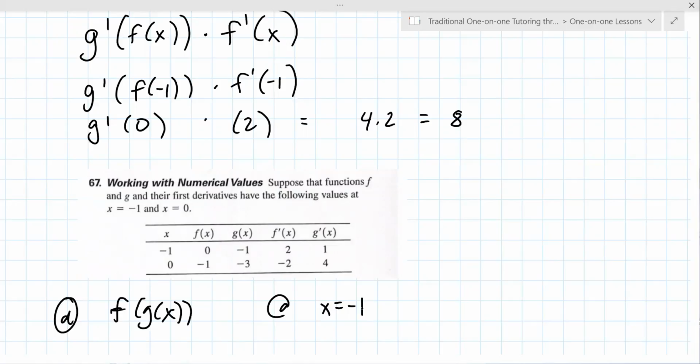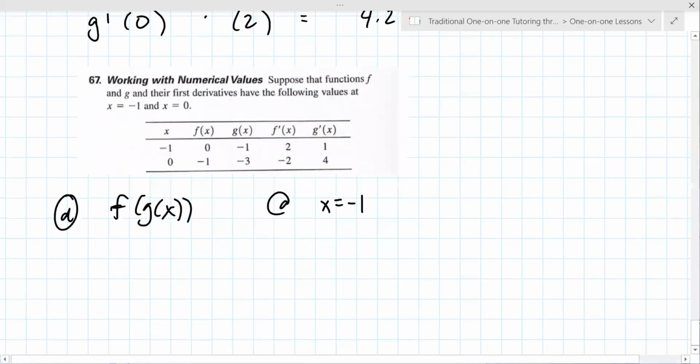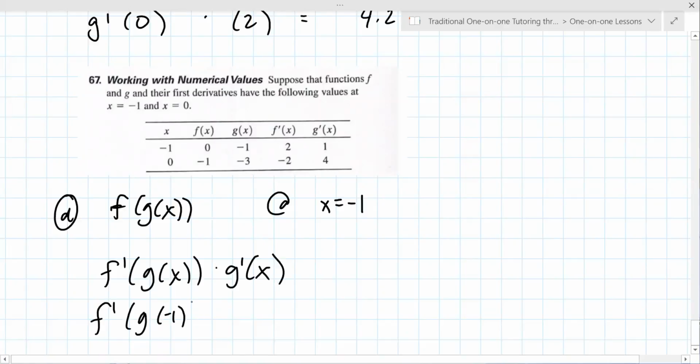All right, how are you doing on this one? Okay, so I'm just finding the values in the table right now. G of -1 is -1, and then f of G prime of 1. Yeah, that's where I got to.